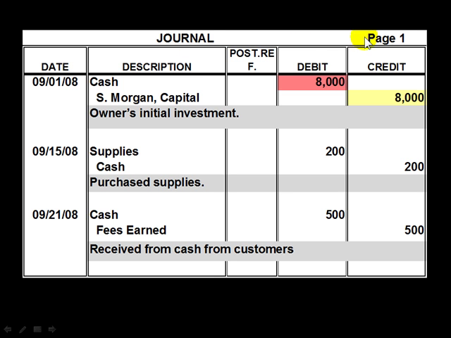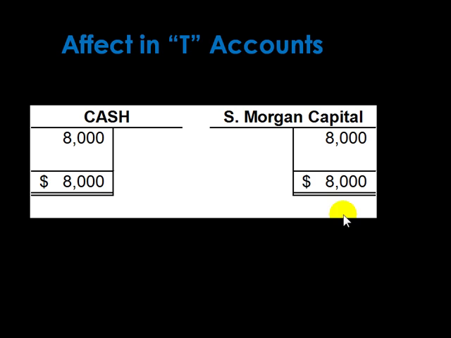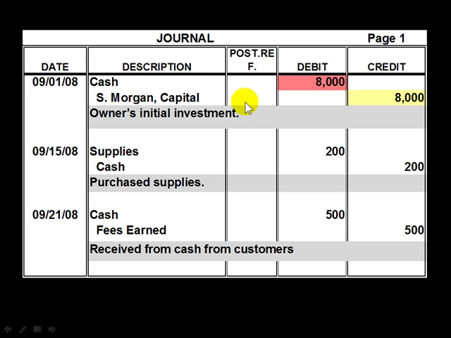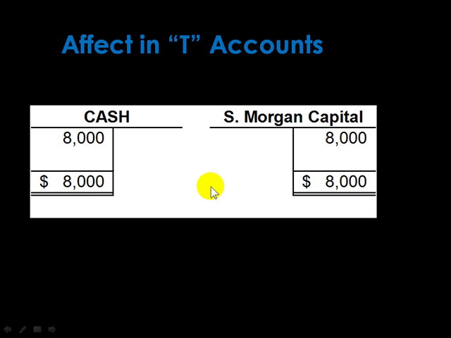It's called journal. It has a page number. It has a date, a description, post reference we'll talk about later, but that's basically when you post this to the ledger, you put a notation here, and then you have a debit and a credit. So here's the effect in the T accounts. So here's my cash, debit, my Morgan Capital, credit. So if you go back, here's what it looks like in a journal. Here's what it looks like in a T account.